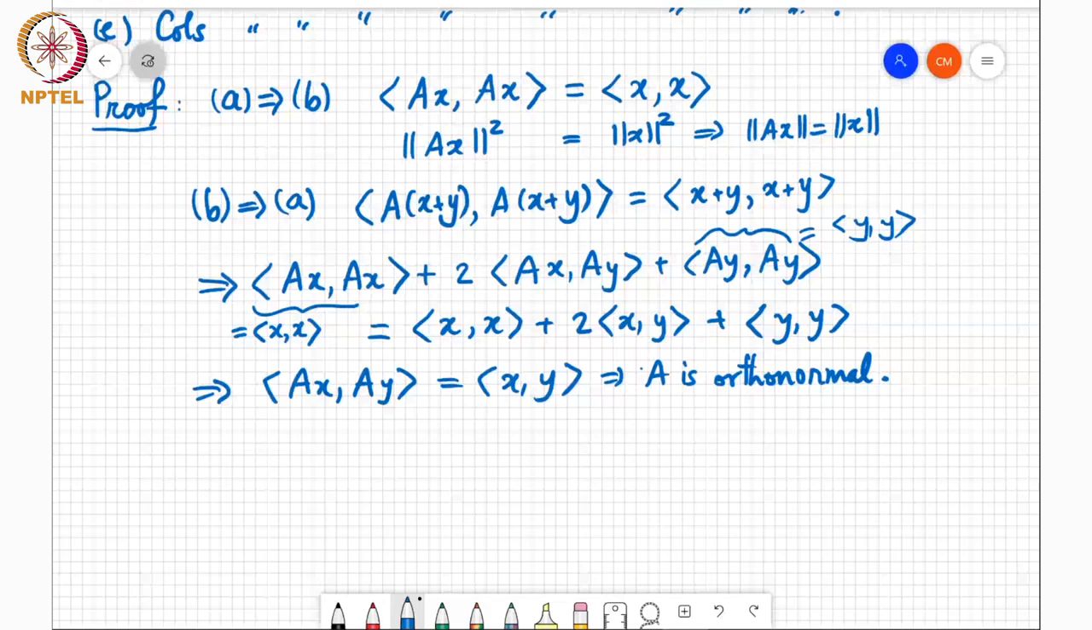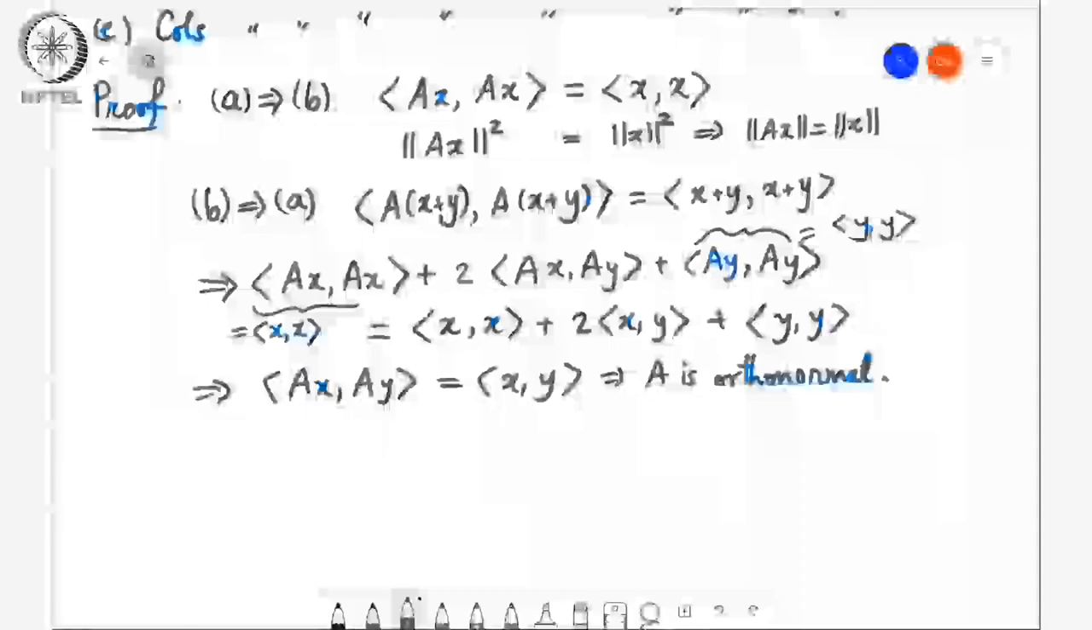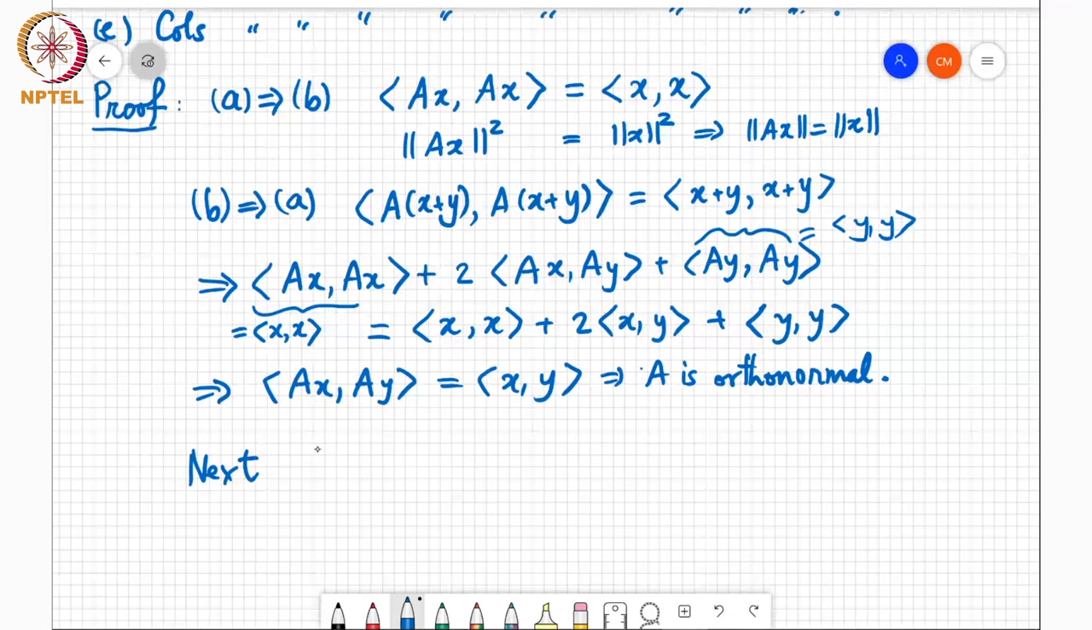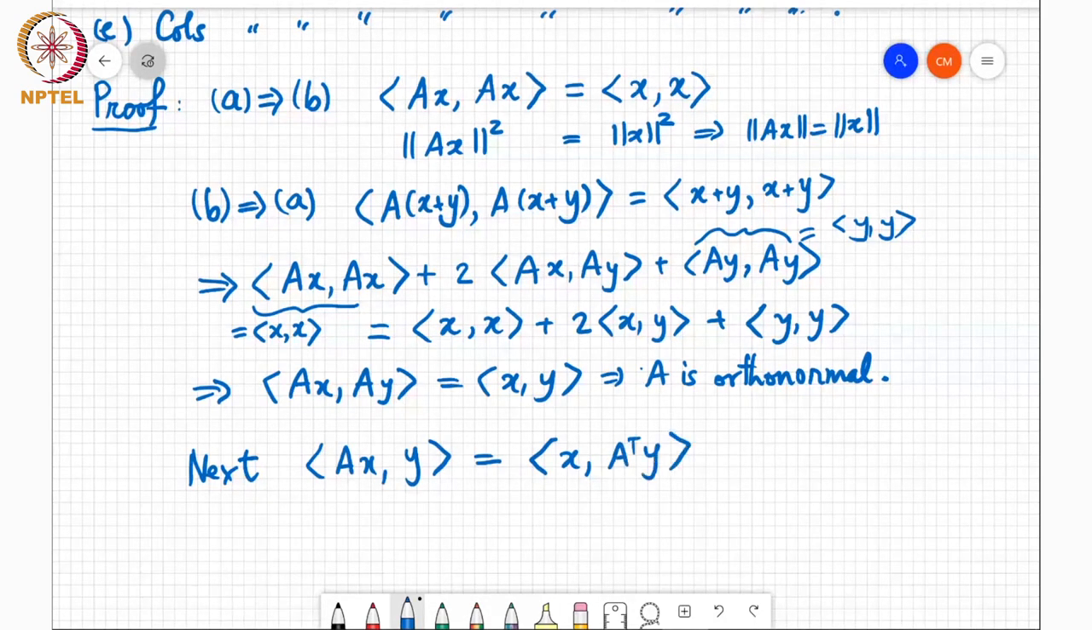Okay, now let's do the next step. Next, if I consider the inner product between AX and Y, I'll make a statement. This is equal to the inner product between X and A transpose Y. This can be seen by just writing out the expansion of what this will be.